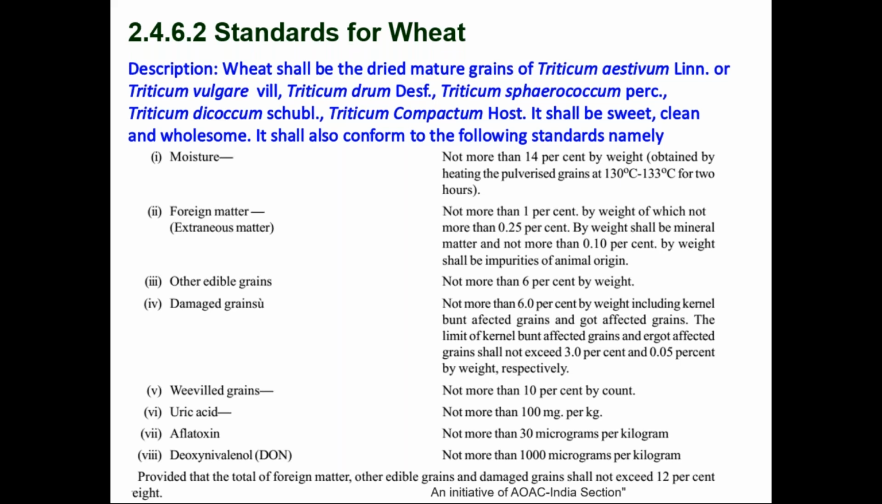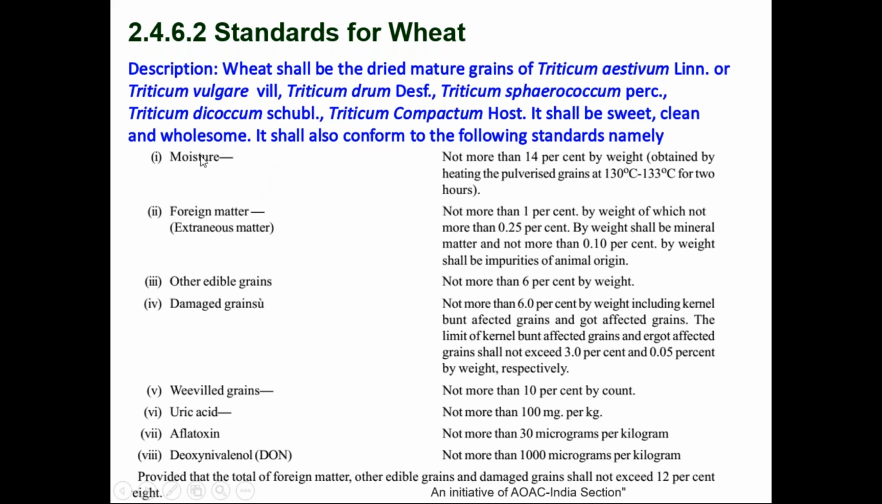So the standard for wheat, which is 2.4.6.2, says wheat shall be the dried mature grains of Triticum aestivum or Triticum vulgare, Triticum durum, Triticum sphaerococcum, dicoccum, or compactum. These are all different varieties of wheat, and each variety of wheat is used for different purposes such as bread making, biscuit making, chapati making, etc. It says it should be sweet, clean, and wholesome.